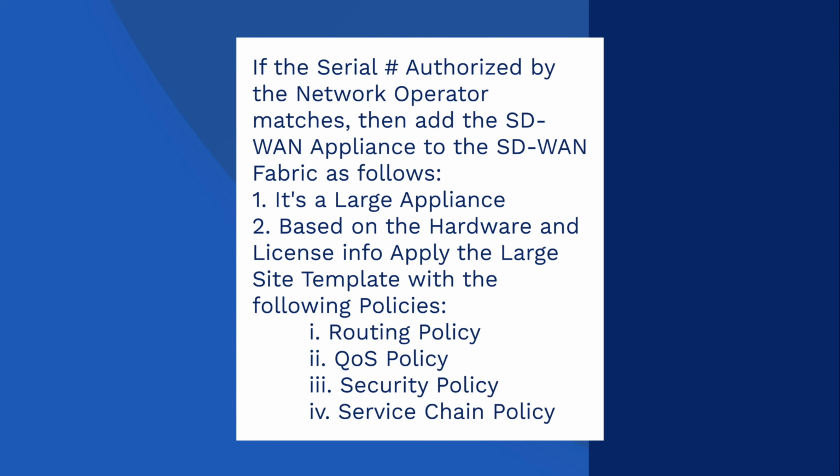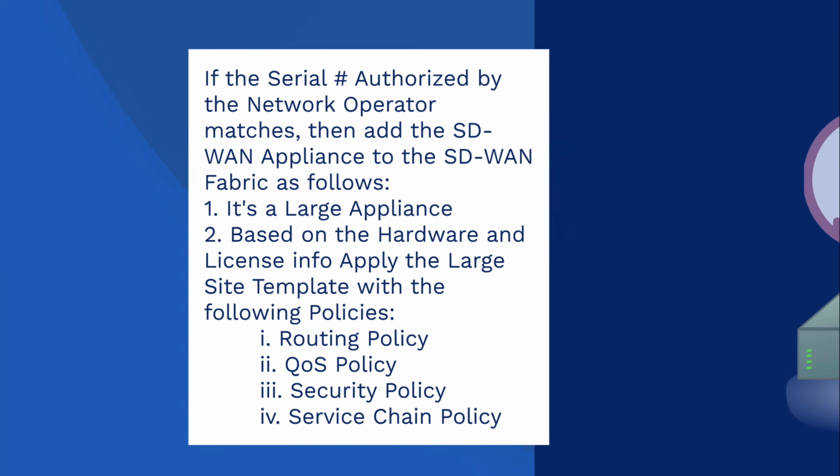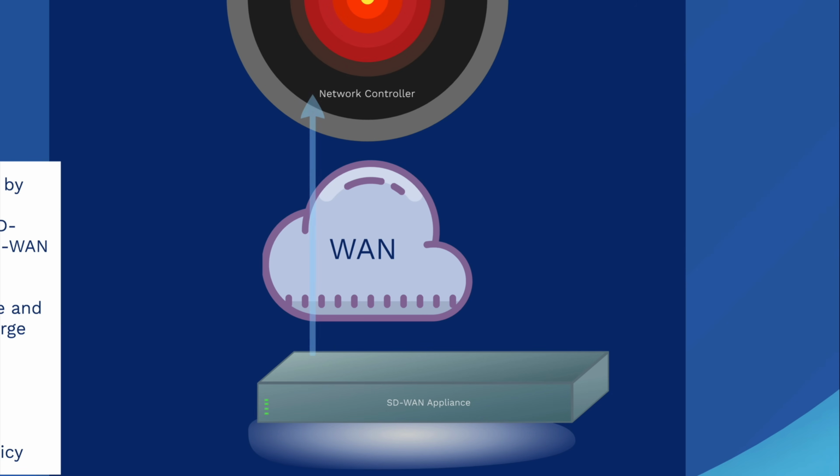The network controller will then go, okay, here's the deal. If the serial number is authorized by the network operator, if it matches the SD-WAN appliance when it's added to the network, do the following. It's a large appliance. Based on the hardware and licensing information, apply the large site template with the following policies: routing policy, QoS policy, security policy, service chain policy. And it does all that.